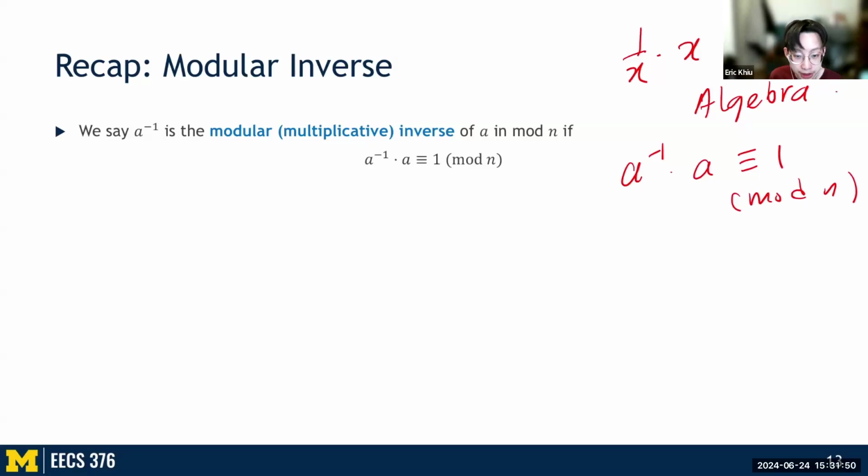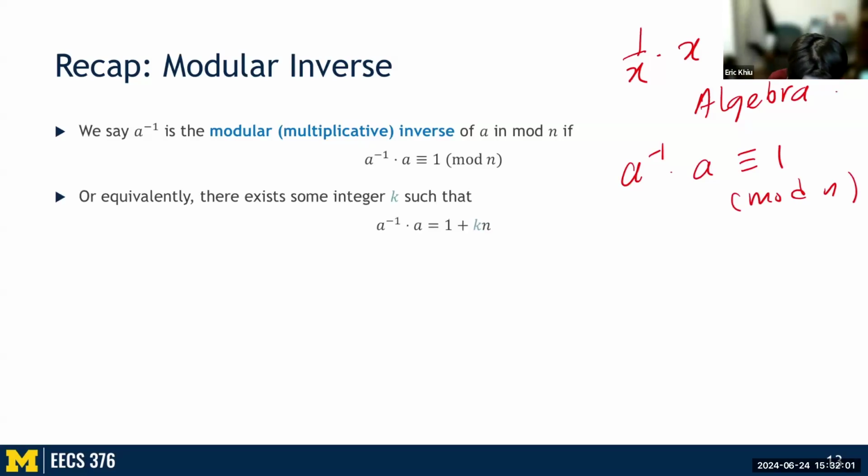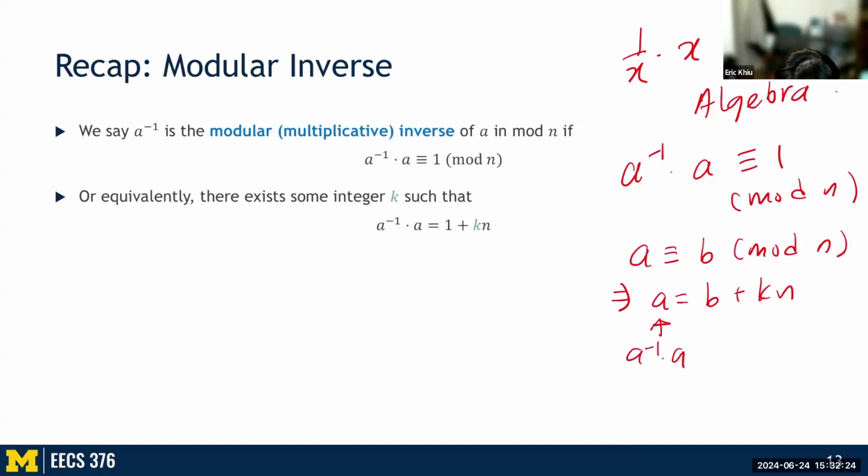And by definition of modular arithmetic, I think Dorian has shown you a few ways to write it out. That means there is an integer k such that a inverse times a equals 1 plus k times n. This is just like saying if a is equivalent to b mod n, then a is b plus kn, except that now a is a inverse times a, and b is 1. You still have the kn. It's just another way of writing out the modular arithmetic.